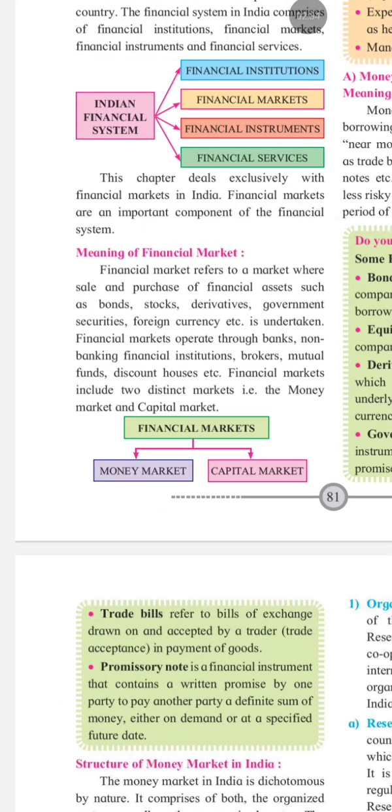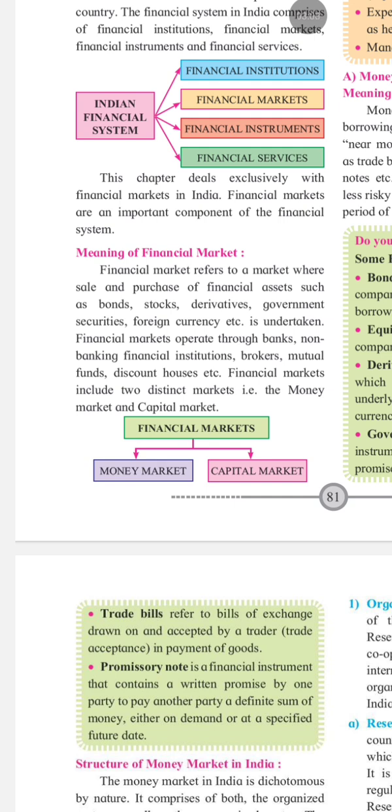Students, suppose you have 50,000 as savings, but currently you don't need this money. On the other hand, there is a company that wants to expand its business but requires funds. Now the question is, how will your savings reach that company? A financial market refers to a market where financial assets such as bonds, stocks, derivatives, government securities, and foreign currencies are bought and sold.